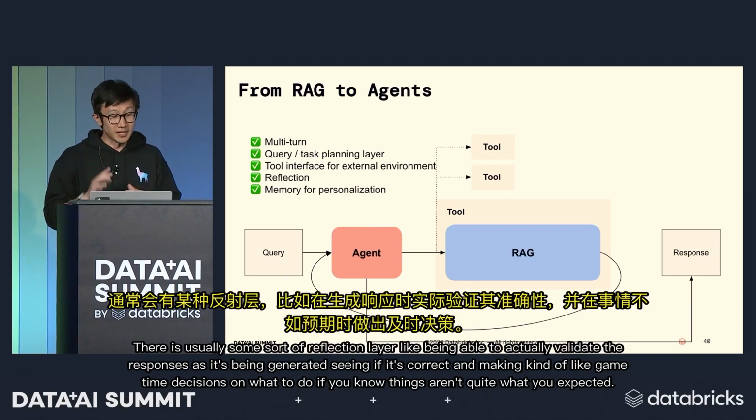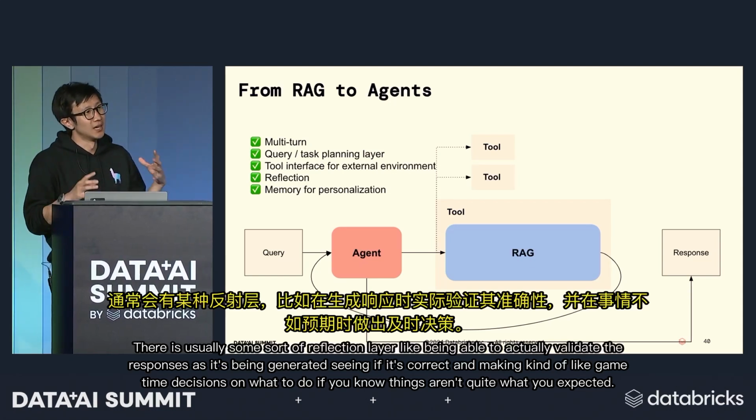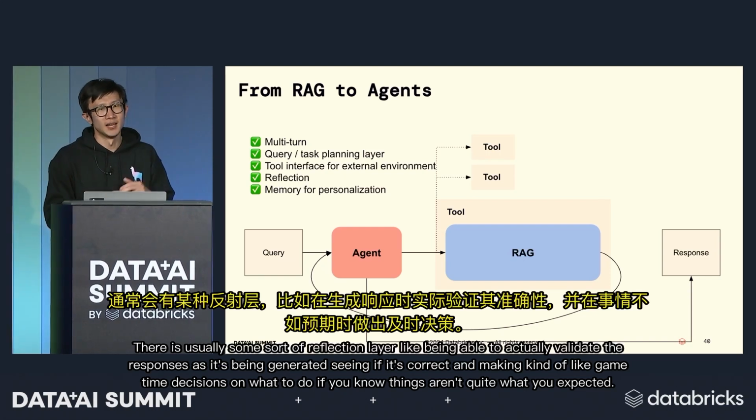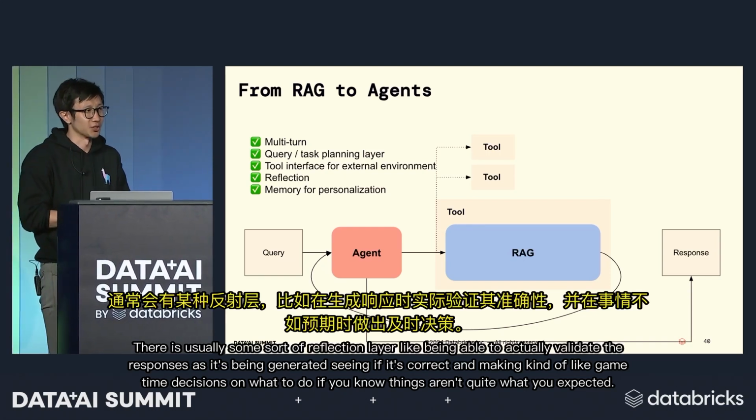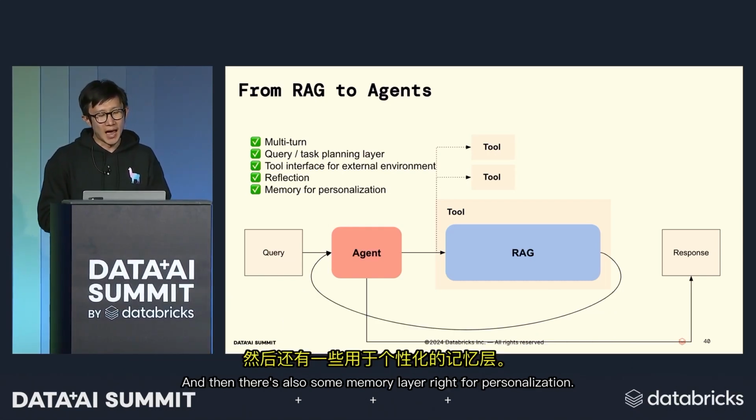There is usually some sort of reflection layer, like being able to actually validate the responses as they're being generated, seeing if they're correct, and making game time decisions on what to do if things aren't quite what you expected. And then there's also some memory layer, right, for personalization.